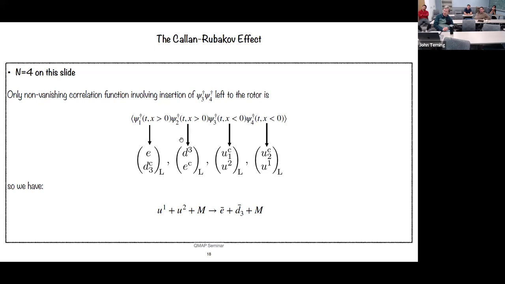But in an S matrix amplitude, I just specify initial states and final states. And yes, this process, the Rubakov-Callan process, unitarizes the partial wave scattering. So there's no possible probability.